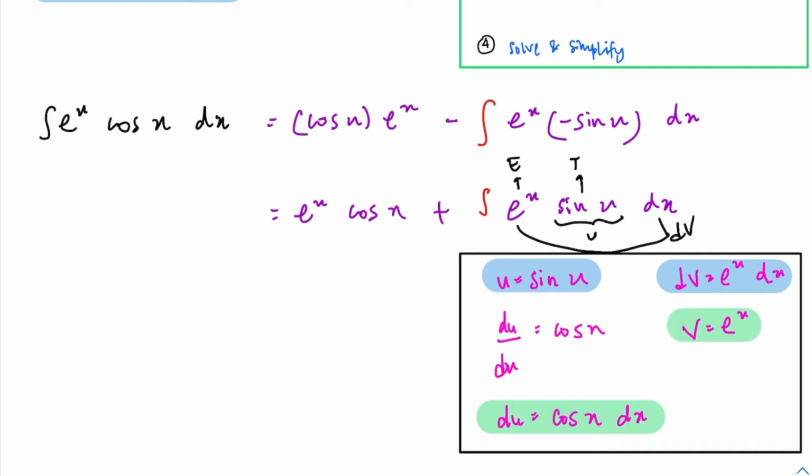Okay, so let's do this. Differentiate u: du over dx, differentiate sine is cos, so du is cos x dx. How about this one? dv is equal to e to the power of x dx. Integrate both sides: dv is v, and integrate e^x dx is just e to the power of x.